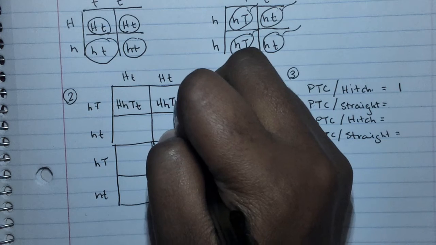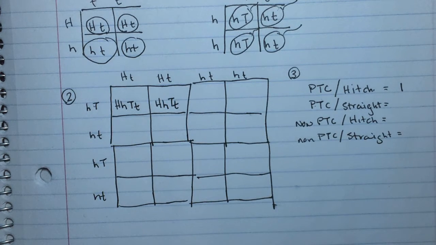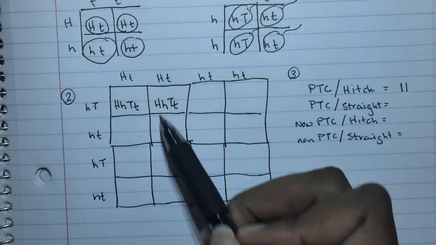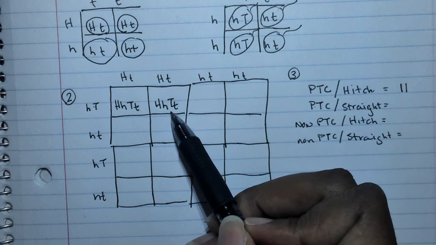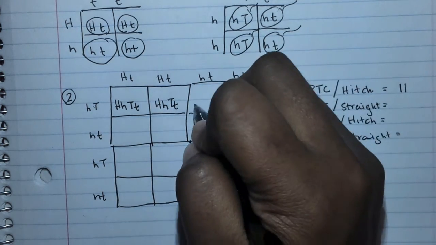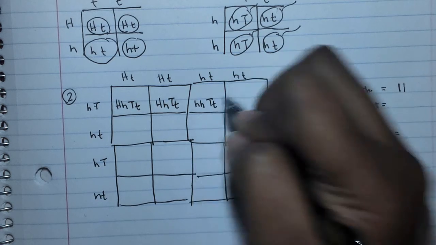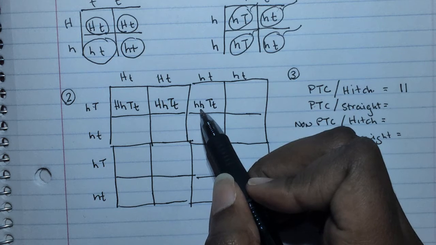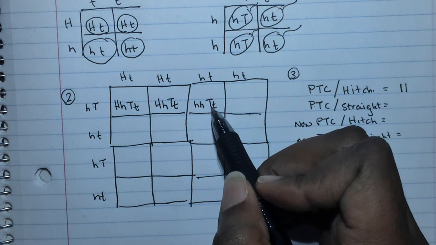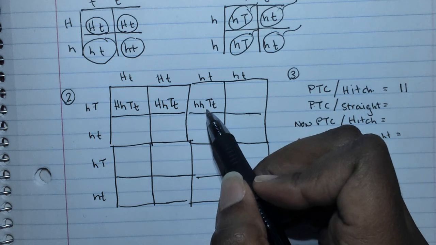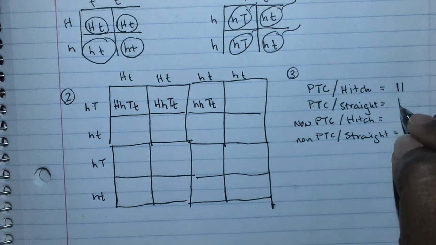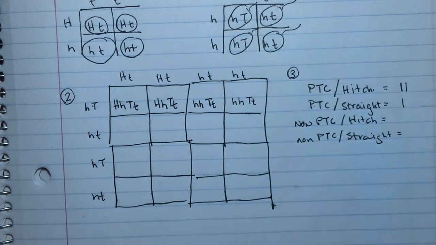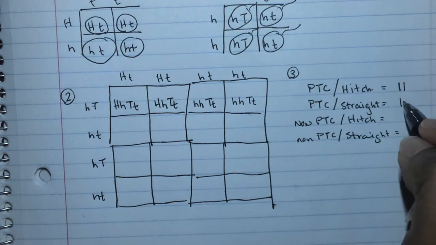And then I have big H, big T, little t. I have the same thing. So that means that that person can not only have hitchhiker's thumb, but also taste the PTC. All right, so the next one, little h, big T, little t. Well, this is different. This person does not have the dominant for thumb. That means this person's going to have a straight thumb, but they have the dominant for PTC tasting. So this is a PTC straight. So I'm going to put a little tick mark there. I'm going to continue. And that one is the same. So I'm just going to put another.